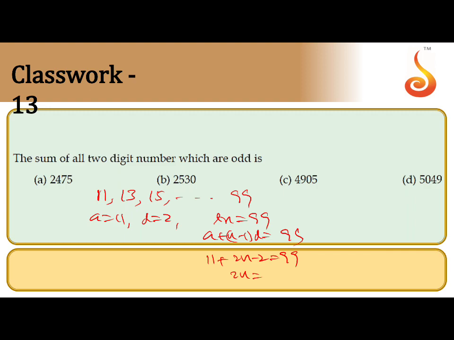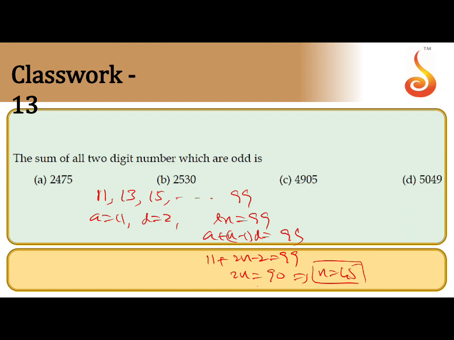So 11 minus 2 is 9. Taking the 9 to the other side, 99 minus 9 gives 90. So 2n equal to 90, therefore n equal to 45. We got the value of n equal to 45.